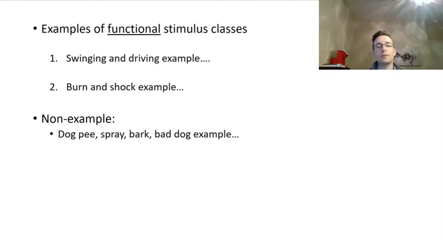Now notice the consequences have different effects, right? In one case, the consequence decreased the future probability that the dog will pee on the floor in the house. In the other circumstance, the consequence had no effect on the dog barking at the neighbors in the future. So those consequences are stimuli with different effects on the behavior, so they don't comprise a functional stimulus class. They have different effects on behavior.